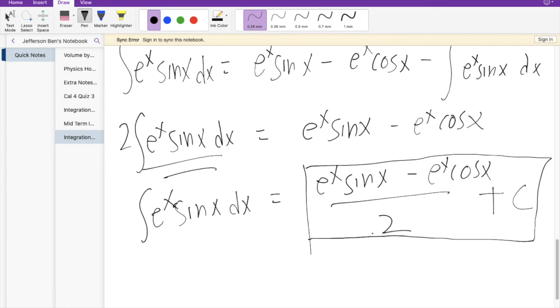So this is one example of doing multiple integration by parts. However, in the future, you might have to do it 3 times, 4 times, or 5 times, and you will realize the same pattern.